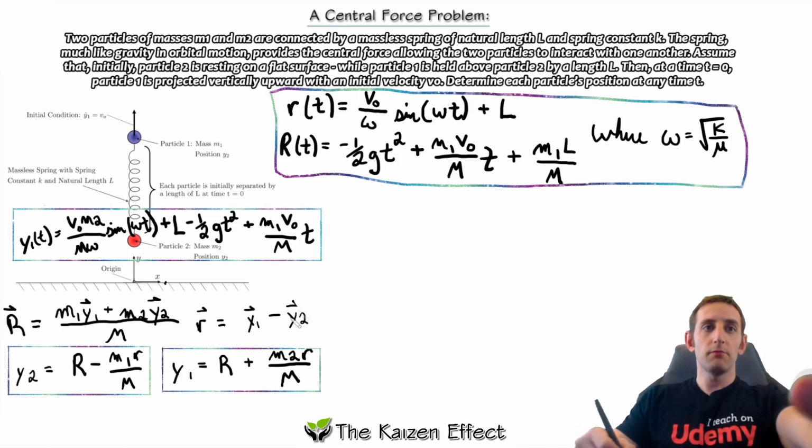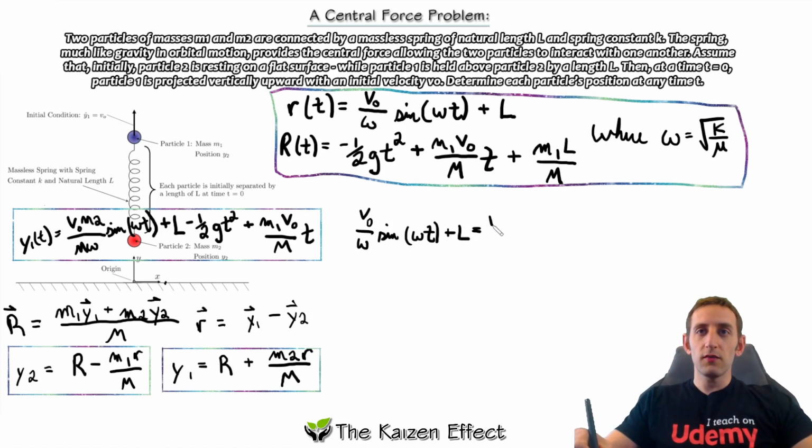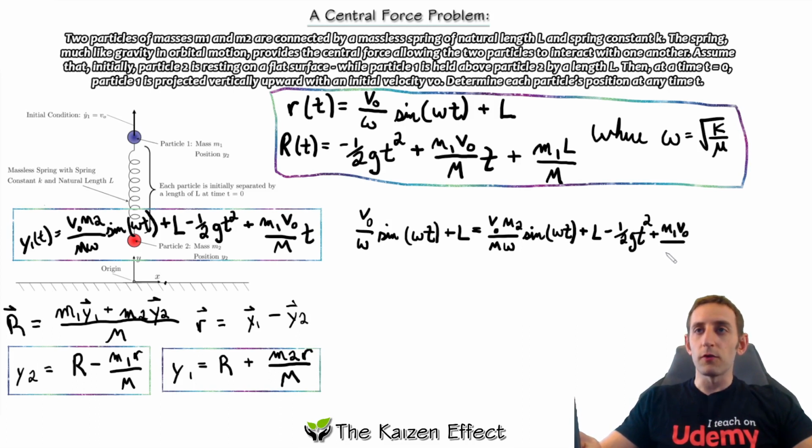So doing that, pulling this guy straight up here, little r is equal to v0 over omega times sine omega t plus L. That is equal to y1, which is just v0 m2 over big M omega sine omega t, plus L, minus 1/2 g t squared, plus m1 v naught over big M t. And then we have this y2 right here.